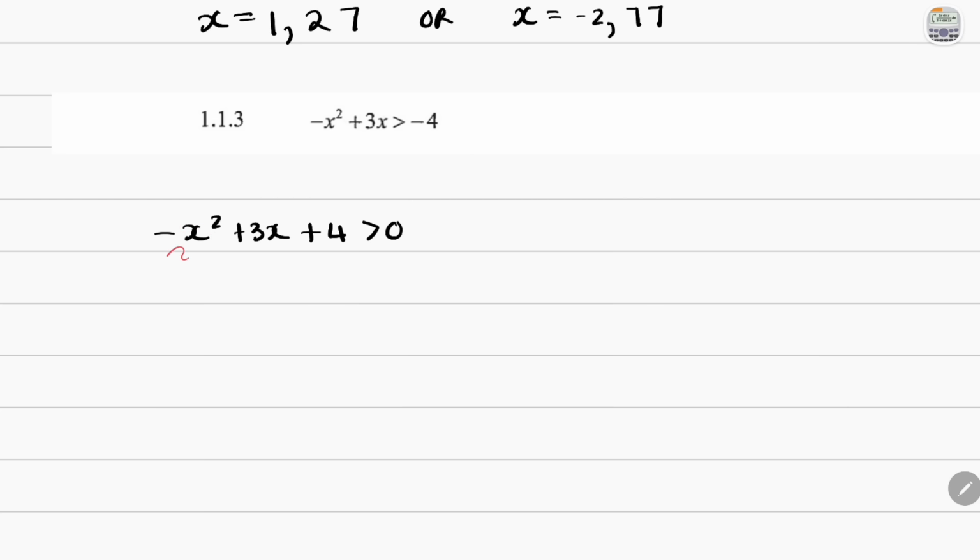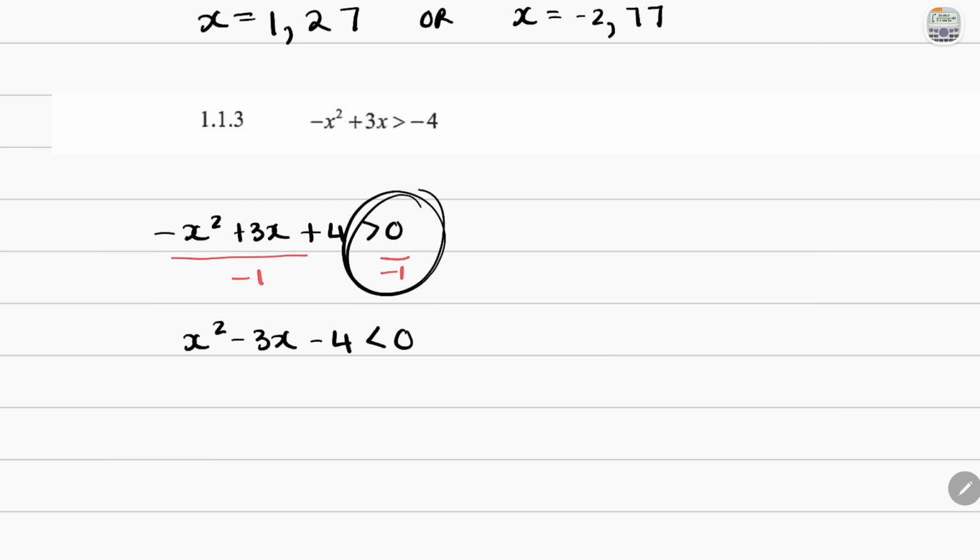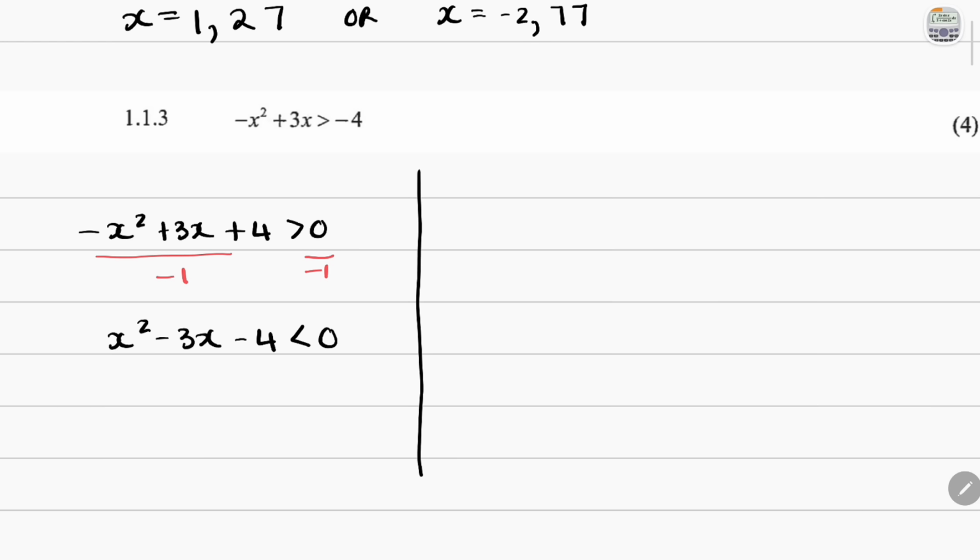And then you can say, okay, there's a negative here, and you can decide to divide or multiply both sides by negative 1 just to get rid of that negative here, and you can factorize, okay? And then that would just give you x squared minus 3x, and then minus 4 is less than 0. Okay, the sign will change when you multiply or divide by a negative value. Okay, so that's one way to do that.